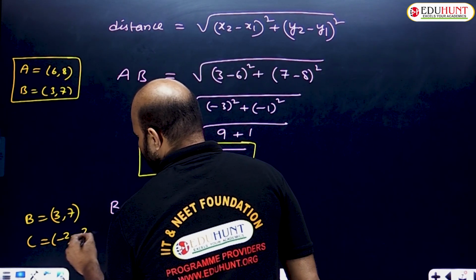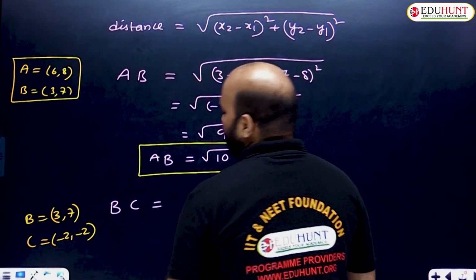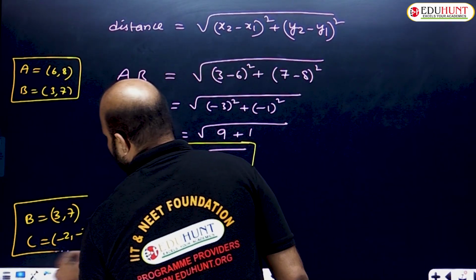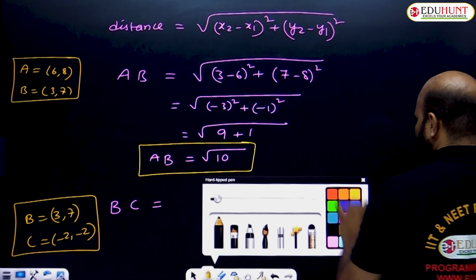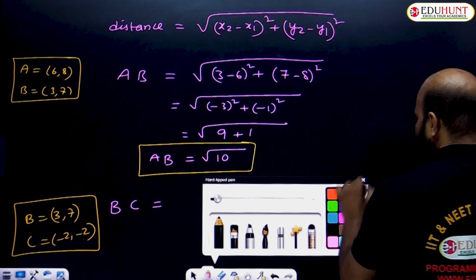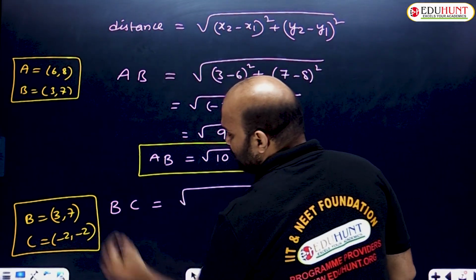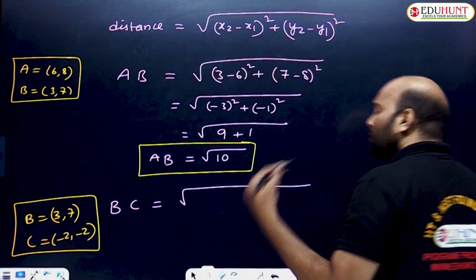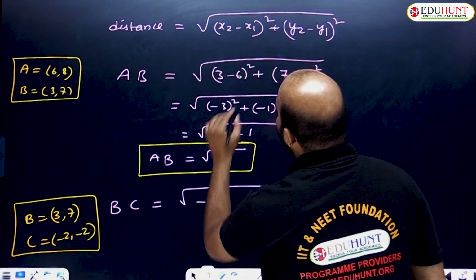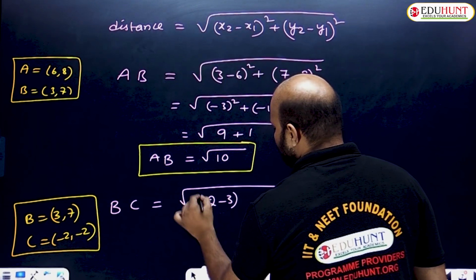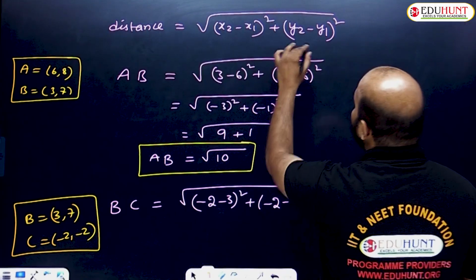Minus 2 comma minus 2. Am I clear? Yes. So by using B and C coordinates, we will get the BC distance. By using the distance formula, what is the distance formula? Square root of (x2 minus x1) whole square plus (y2 minus y1) whole square. Here B coordinates are x1, y1 and C coordinates are x2, y2. So x2 is minus 2 minus x1, which is 3, whole square, plus y2 which is minus 2 minus y1, which is 7, whole square.